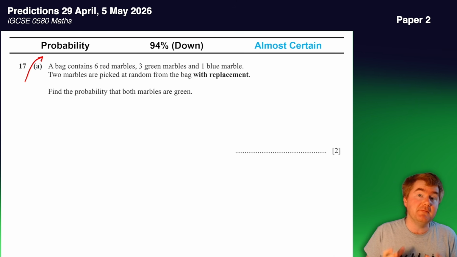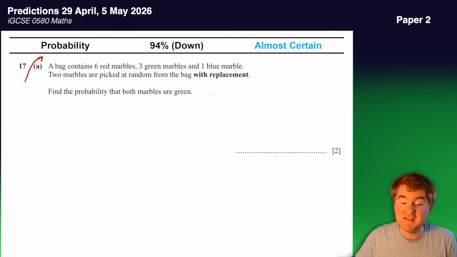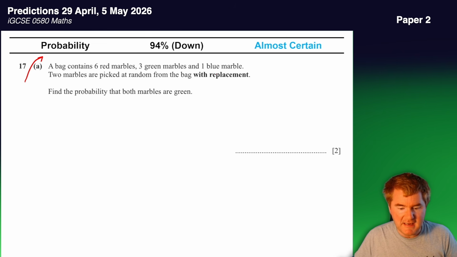All the questions that you see in front of you are genuine Cambridge questions, and they really go through the kinds of questions I'm expecting on this exam. So this is 94%, so it's basically got an almost certain chance of appearing here. And notice this is a very typical question. So we've got a bag containing marbles, and you're told it's with or without replacement, and then working out some situation. Very common. This is the first part of the question.